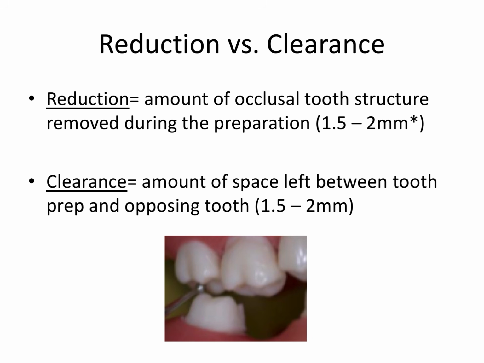So the lab only cares about how much clearance you give them to work with to build the crown. So that's the difference between reduction and clearance. You can kind of think of it like a math equation. The starting clearance plus the amount of reduction will equal the clearance that you end up with.